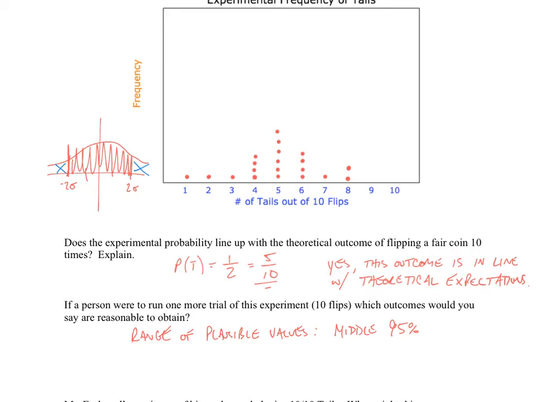Well, if I want to find 95% of something, I'm going to multiply it by 0.95. So I'm going to take my 20 flips, or my 20 trials rather, 10 flips in each of those, and multiply it by 0.95.